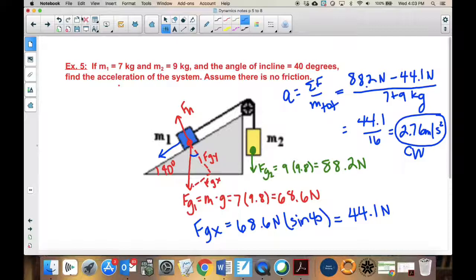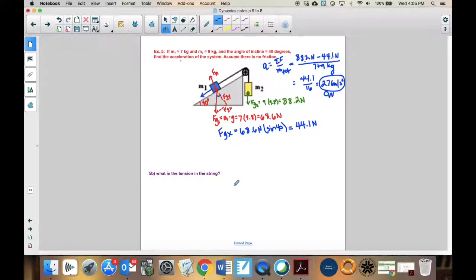The next question we want to look at is to find the tension in the string. To find the tension in that string, I only want to look at one part of it because I only have to look at one part of it. The tension in the string is the same throughout. It's the same on both sides. And so I really only need to look at one of them to determine the tension in that string.